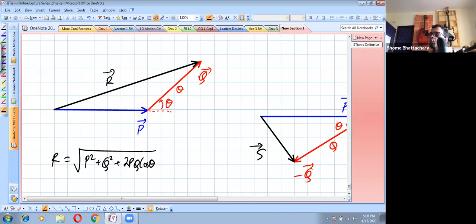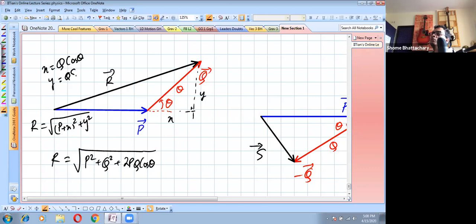This is the triangle law formula. Now remember how we had derived the triangle law formula. We had actually dropped a perpendicular here. And then from that we had found out x and y. And then from that we had found out r was square root of (p plus x) whole square plus y square, in which we substituted x as q cos theta and y as q sin theta.